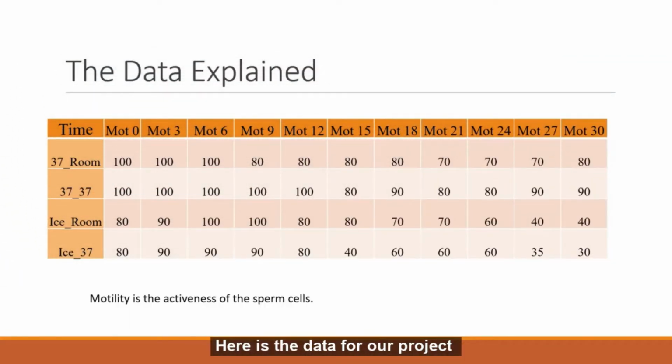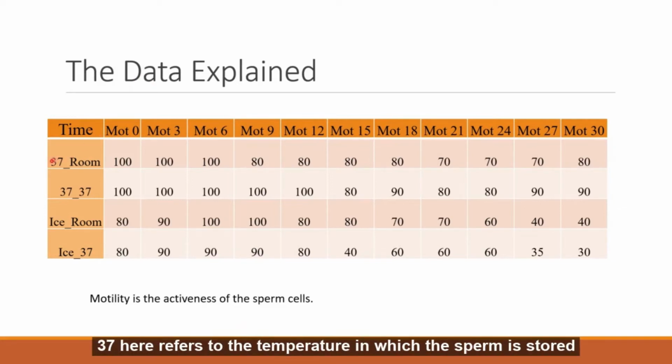Here is the data for our project. Three things are being recorded here. The first being the 4 conditions for the thawing. 37 here refers to the temperature in which the sperm is thawed.